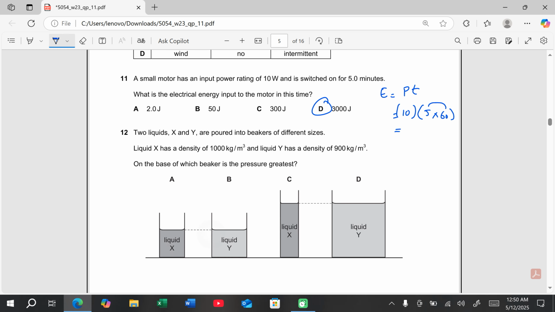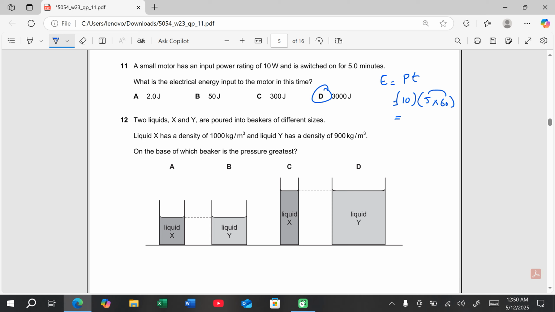Two liquids X and Y are poured into beakers of different size. Liquid X has a density of 1000 and liquid Y has a density of 900. On the base of which beaker is the pressure the greatest? You need to remember that liquid X has the greatest density. These two have the greatest density, and they have the same depth as well. So due to the density, this is going to have the greatest pressure.